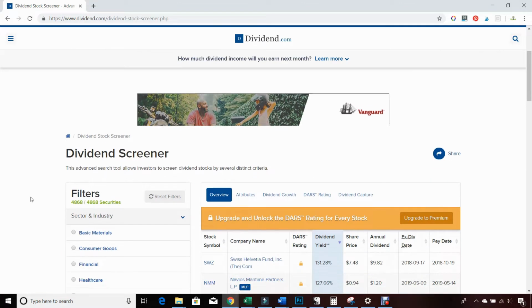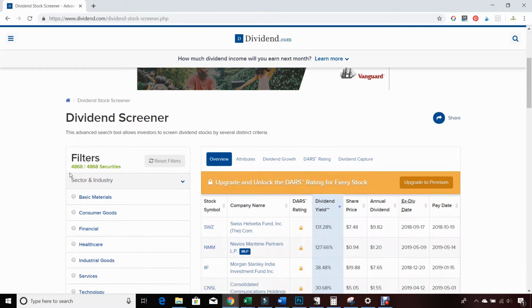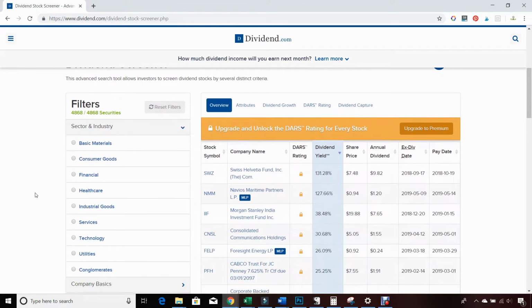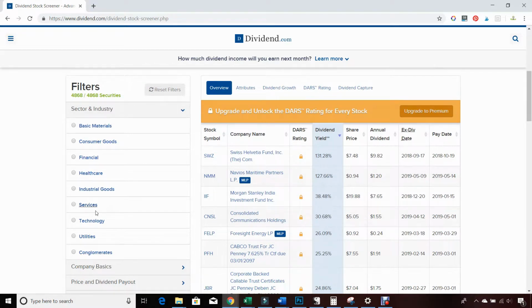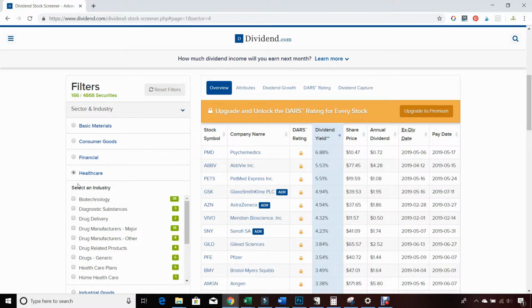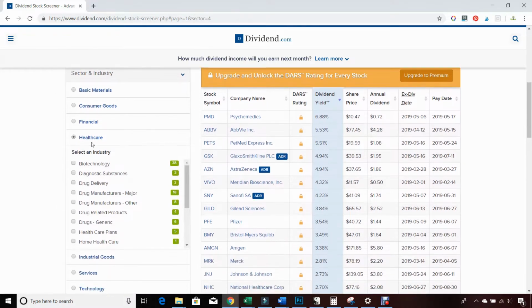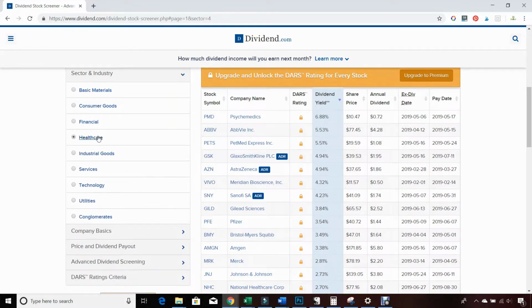Okay, so there's a lot of things you can screen by with the dividend.com stock screener. One thing you can do is screen by sector. And this is really helpful if you're missing a certain sector in your portfolio. Let's say you don't have enough healthcare exposure. Well, what you could do is just select which sectors or industries you want to include in the search, and it'll search for those dividend stocks for you. So I think that's really cool.